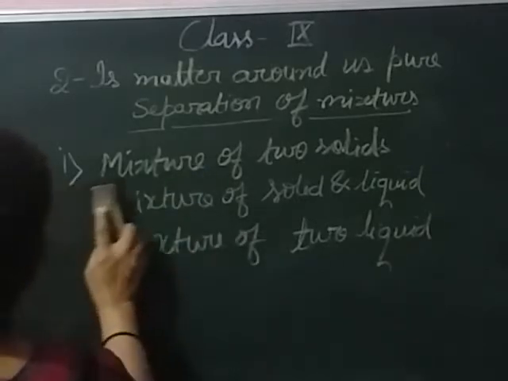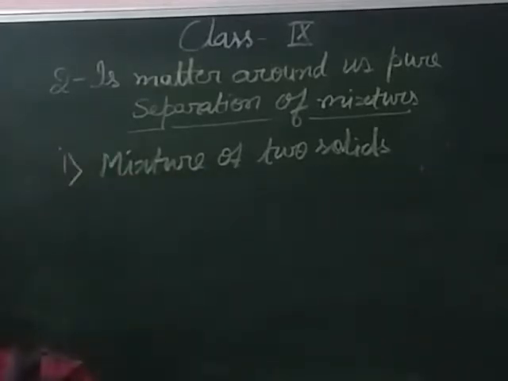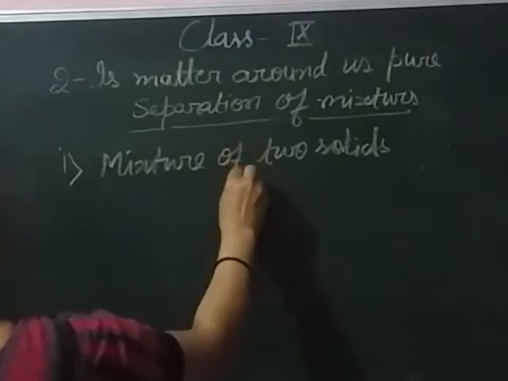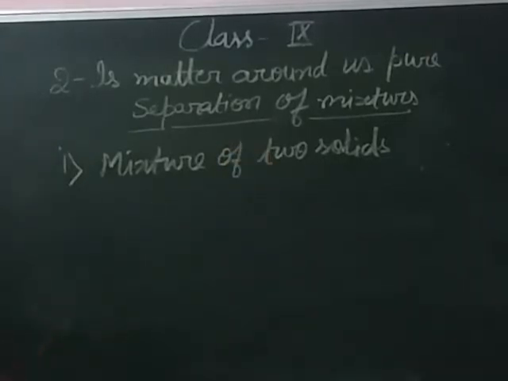First we will study the mixture of two solids. This type of mixture is generally known as a heterogeneous mixture. It has two components and both are present in solid form, for example, a mixture of sand and sugar. Sugar is in solid form and sand is also in solid form. So this type of mixture comes in this category.